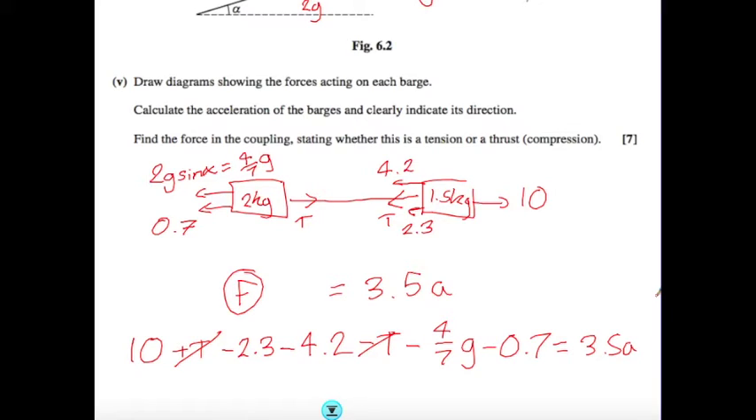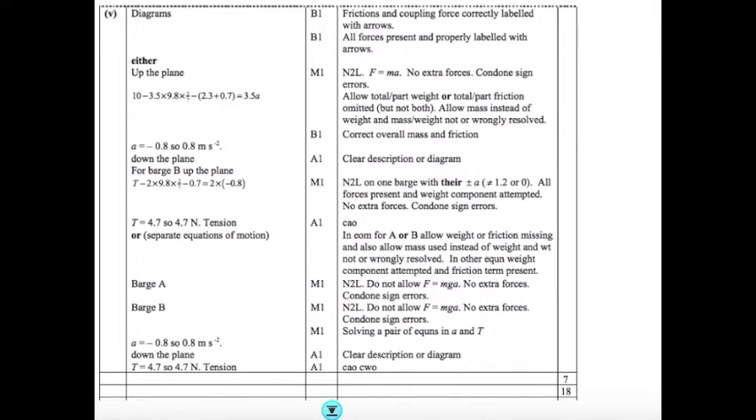So we just need to work all that out and then divide by 3.5. So 10 minus 2.3 minus 4.2. You know what, I'm just going to cheat because the calculator on my phone is awful. Right, so this is our working we've done here. So this is all the stuff up the plane. So the 10 minus, that's both the components of the weight, and they've cancelled out the T's. So when you solve it and divide by 3.5, you should get minus 0.8.